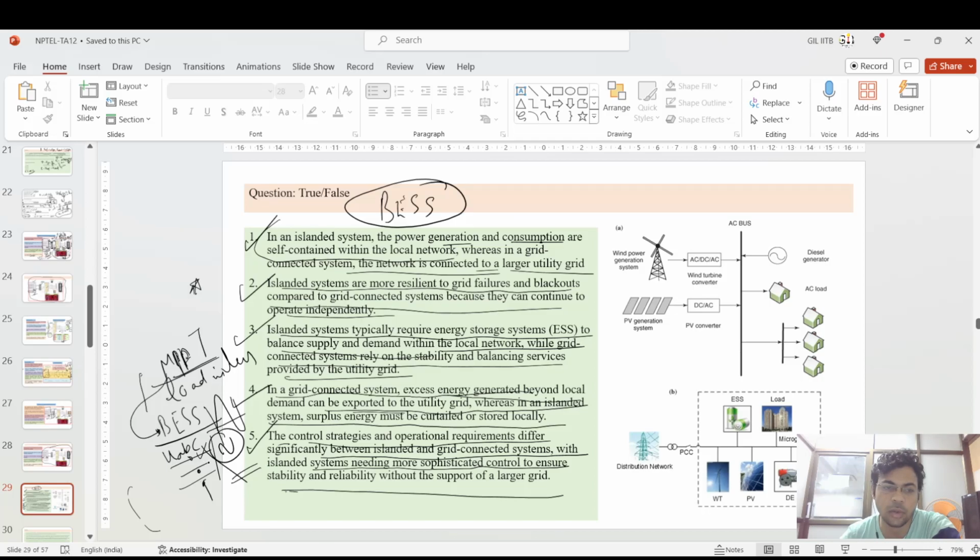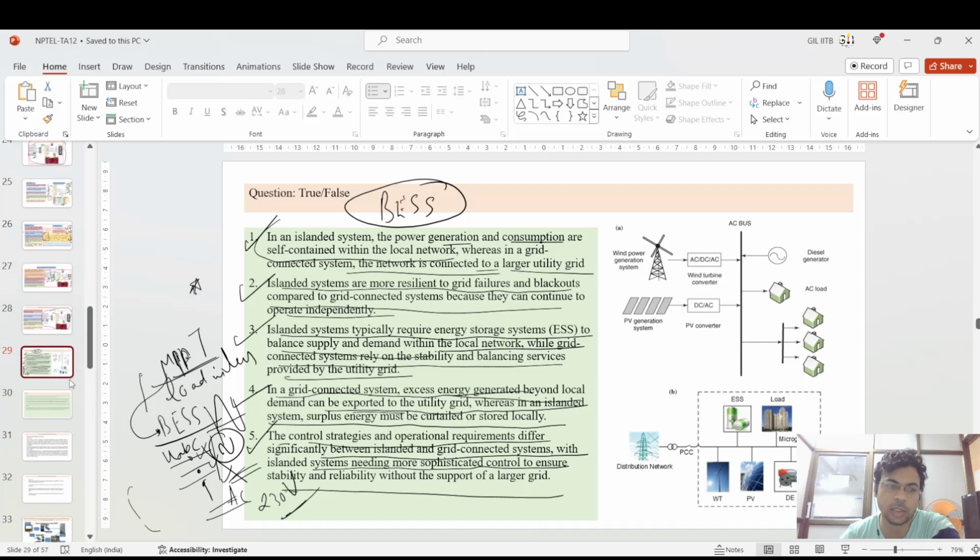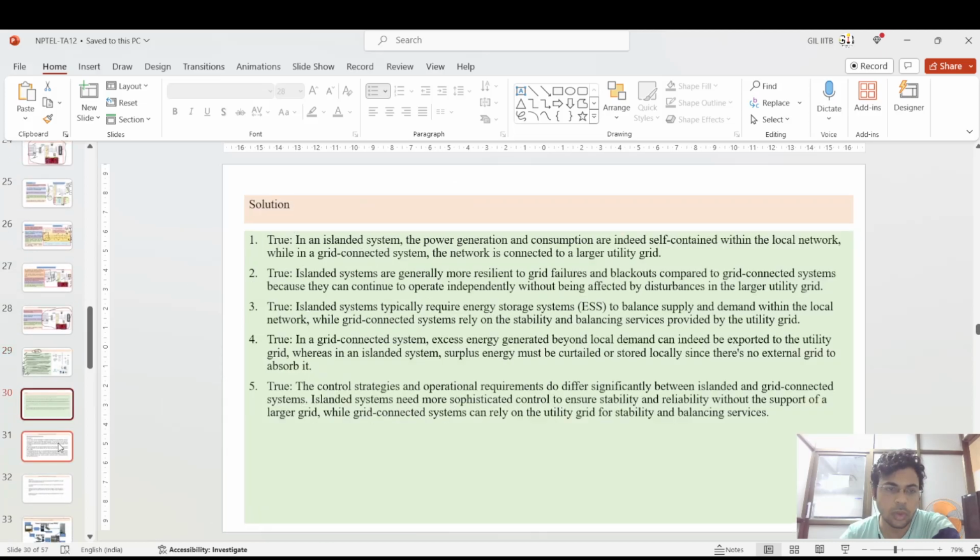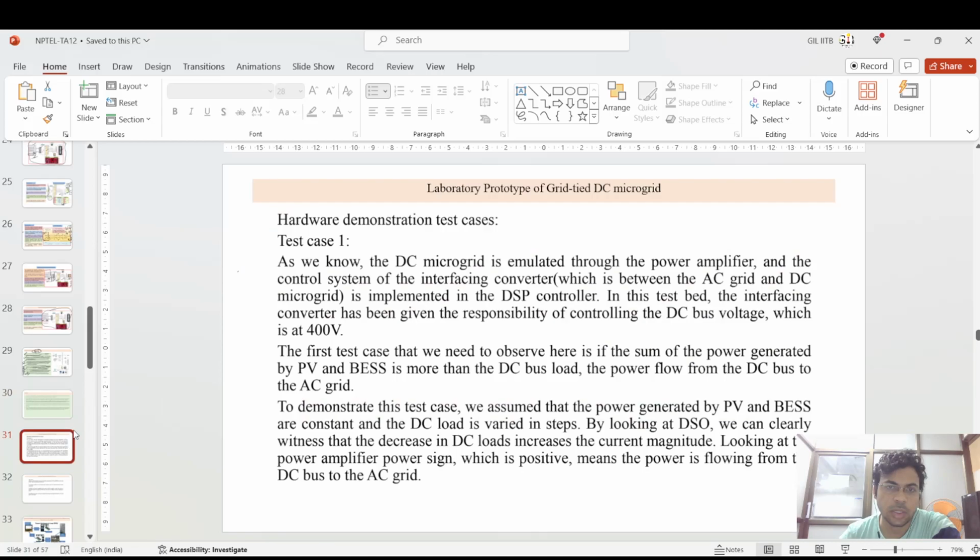If it is not grid connected, this is an island situation. So how can you make sure that it will be the same voltage as that of the grid, because you have to feed the AC load also, which takes a 230 volt sinusoidal voltage supply. So there are complex control algorithms in the islanded system.